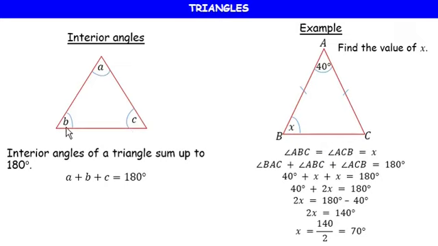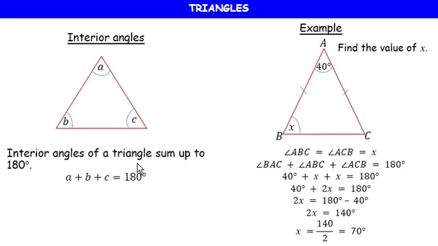So we have angle A, angle B, and angle C. Now the interior angles of a triangle sum up to 180 degrees. They sum up to 180 degrees, so you have to take note of that, right? Interior angles of a triangle sum up to 180 degrees, right?